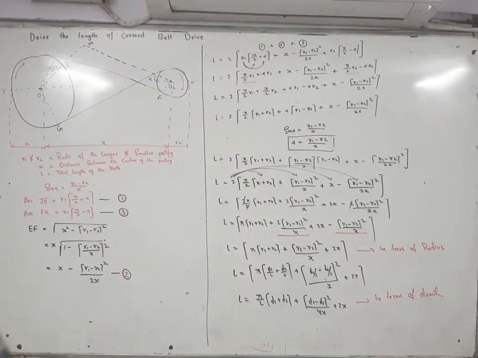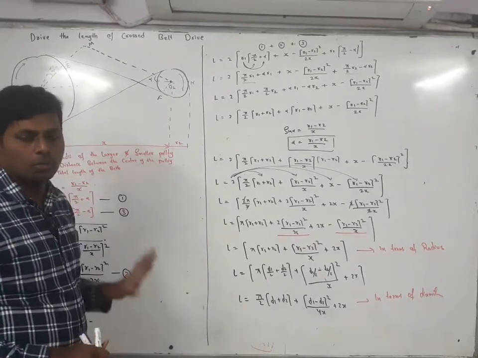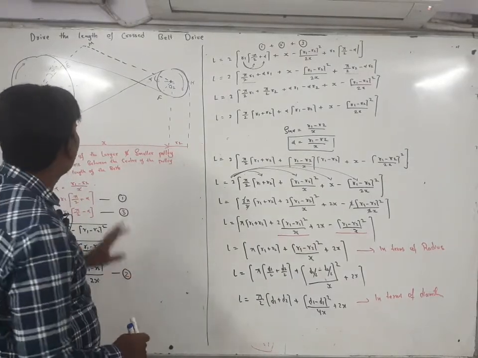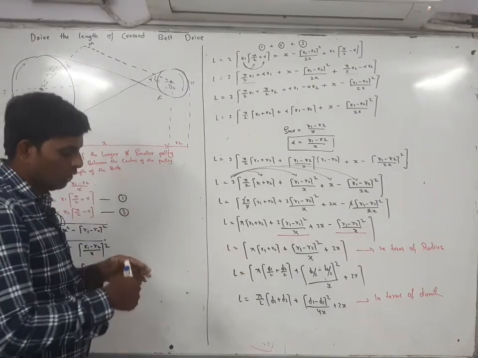Now the same derivation is there, nothing I am changing here, only the diagram needs to change. Derive the length of a cross belt drive. Next one is the length of a cross belt drive.